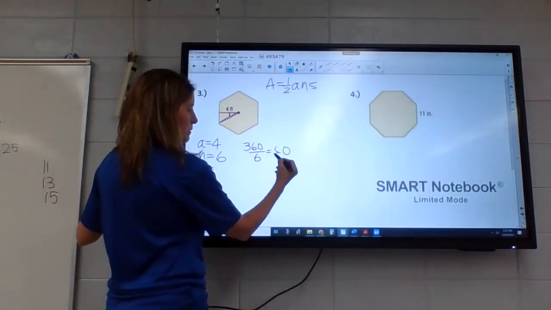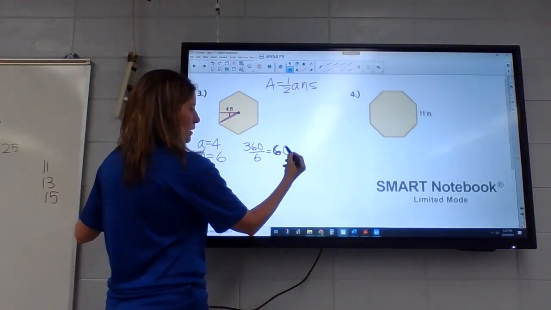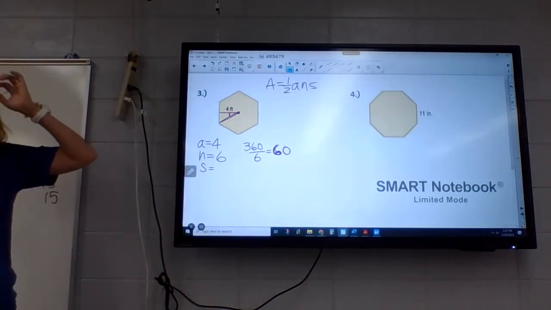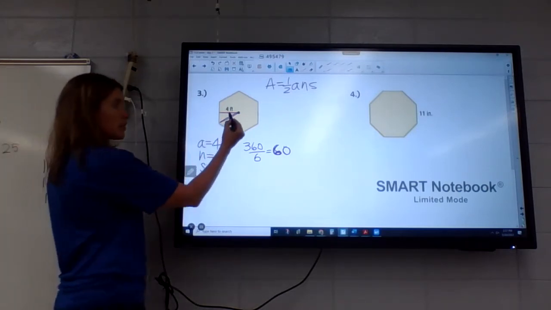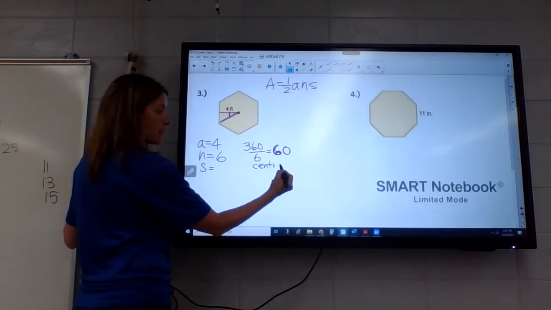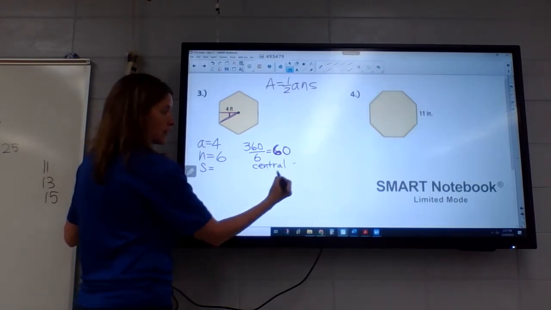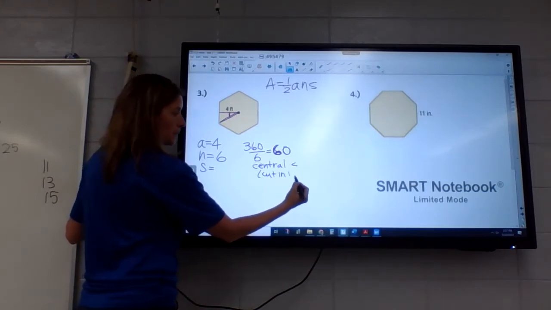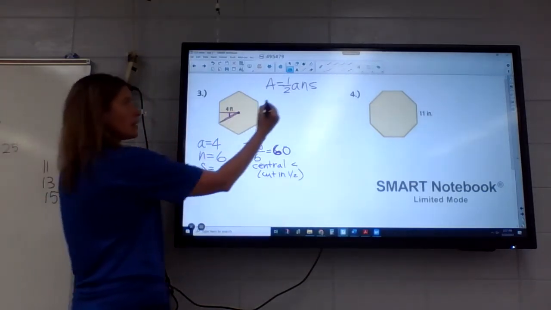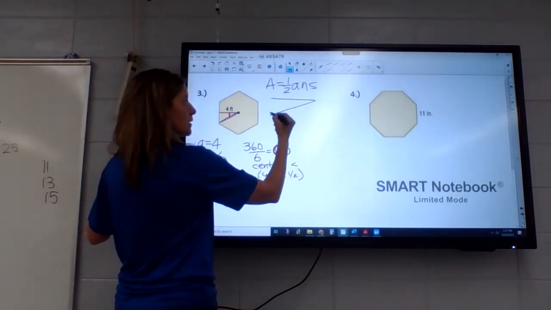Oh, my board is being bad. 60. But that's not going to be the top angle. What's the top angle going to be? It's going to be 30. Remember, once we find the central angle, you always have to take half of it. So we always have to cut that in half. So that top angle up there is going to be 30 degrees.